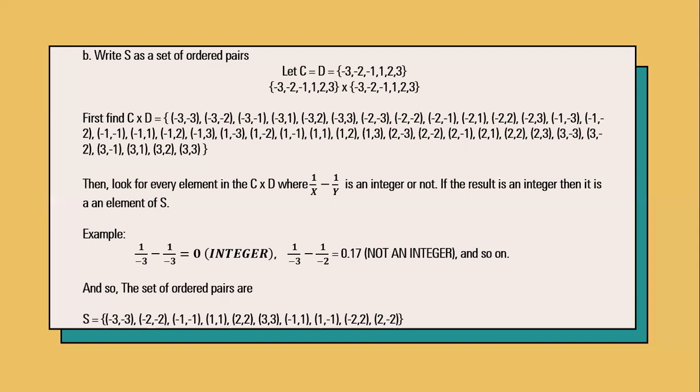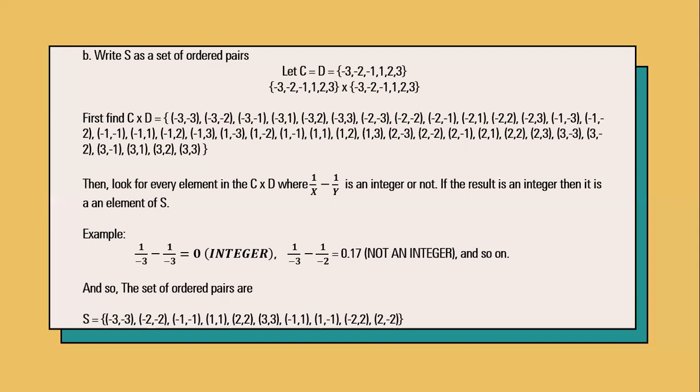So just by doing what is included in the example, we are going to find the set of ordered pairs. And what I've found in my conclusion is that the set of ordered pairs are going to be negative 3 and negative 3, since they have a result of an integer. Then negative 2 and negative 2, negative 1 and negative 1, 1 and 1, 2 and 2, 3 and 3, negative 1 and 1, 1 and negative 1, negative 2 and 2, and 2 and negative 2. So that is the set of ordered pairs.